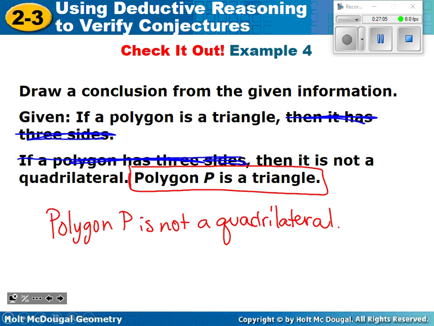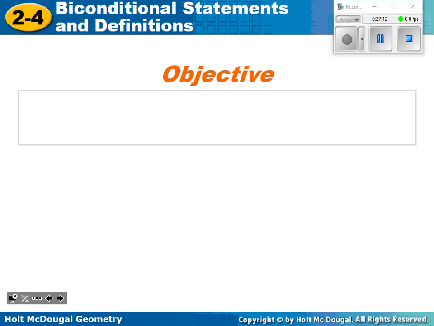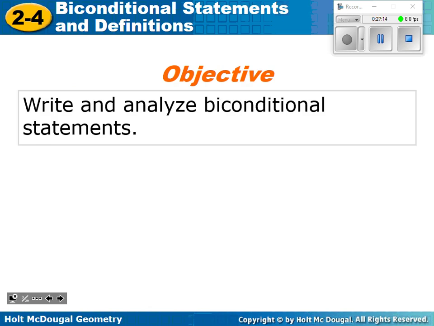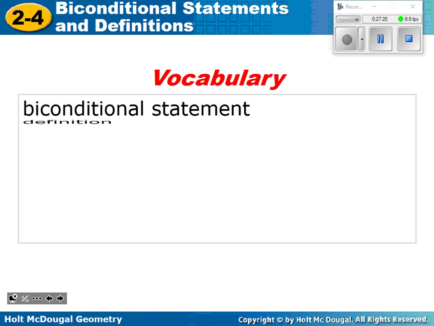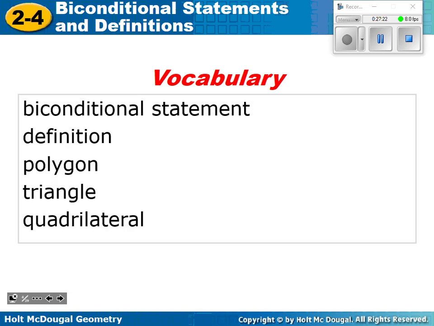All right. The next one is really short, 2.4. We're just going to have to look at a couple of different examples. But it is really basically just one extra statement, okay? So we had, again, our 4 kinds: conditional, converse, inverse, contrapositive. This is our 5th kind of statement, a biconditional statement.